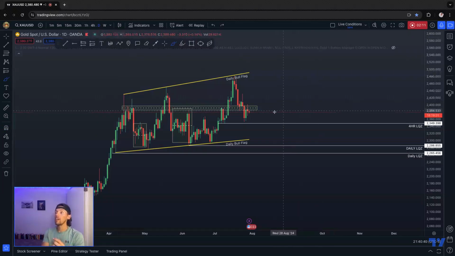Our daily didn't really give us too much to go off of. So we're going to be a little more patient just today, and then maybe tomorrow and Thursday looking to take an opportunity in the market.